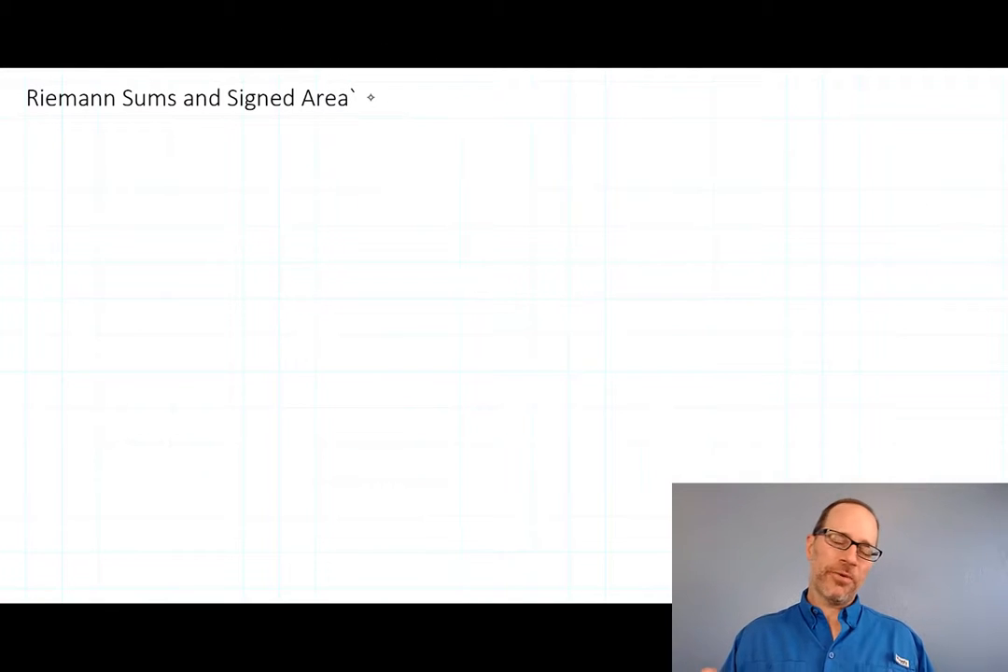Howdy. All right, we're going to talk about one nuance that we haven't seen about Riemann sums and the relation to something called signed area.